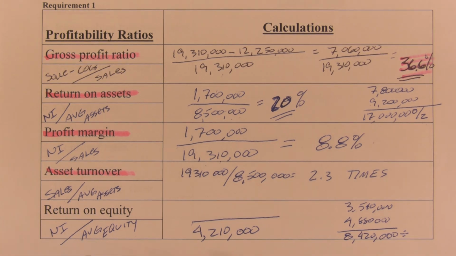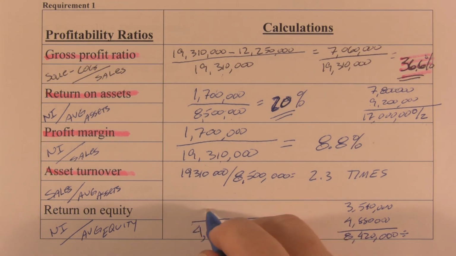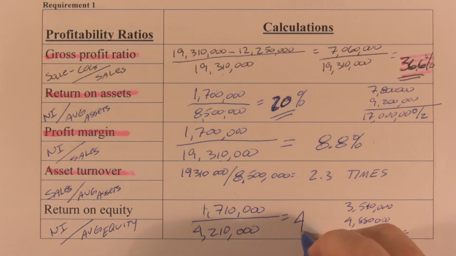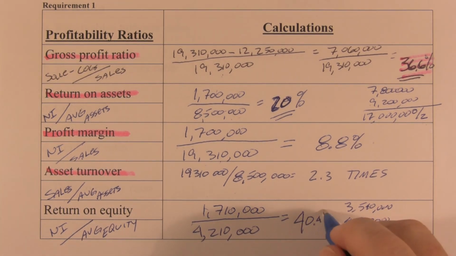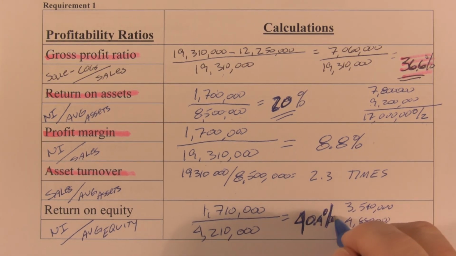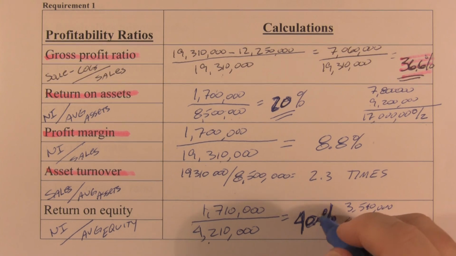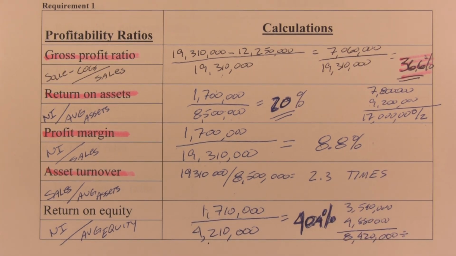Our net income is $1,710,000 to be exact. And that gives us a ratio of 40.4%. And what that says is that for every dollar of equity, we return about 40.4 cents. That's return on equity.